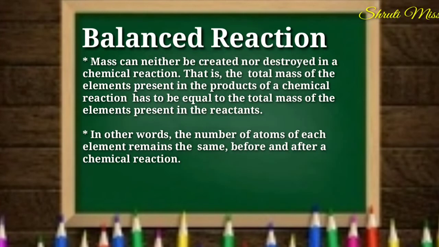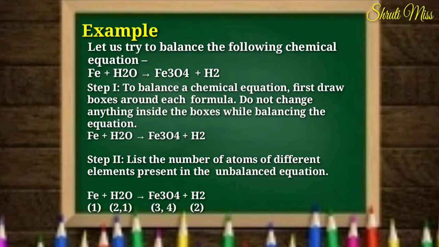Now we will learn balanced reaction. What is a balanced reaction? Mass can neither be created nor destroyed in a chemical reaction. That is, the total mass of the element present in the product of a chemical reaction has to be equal to the total mass of element present in the reactant. In other words, the number of atoms of each element remains the same before and after the reaction. So, there are some examples.